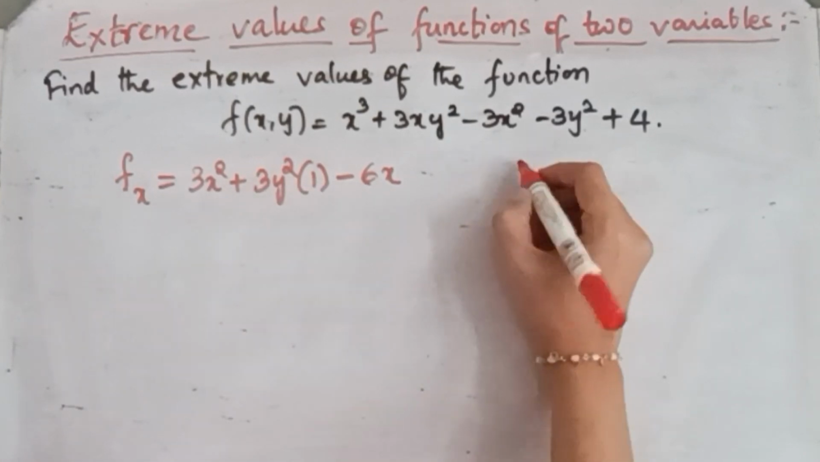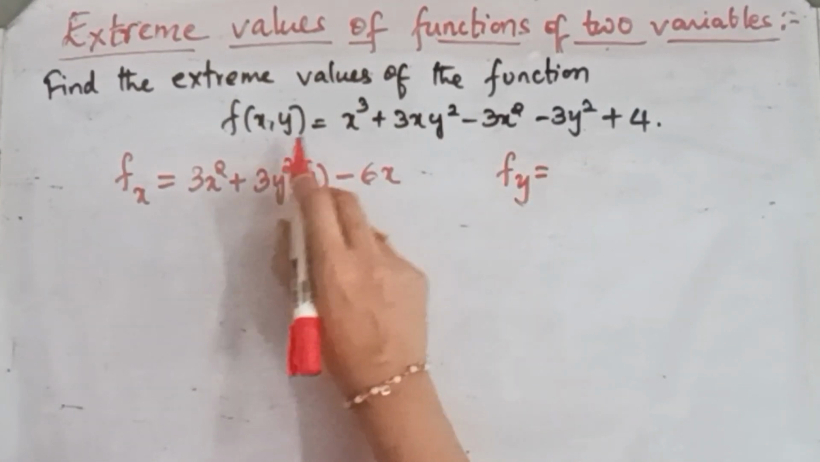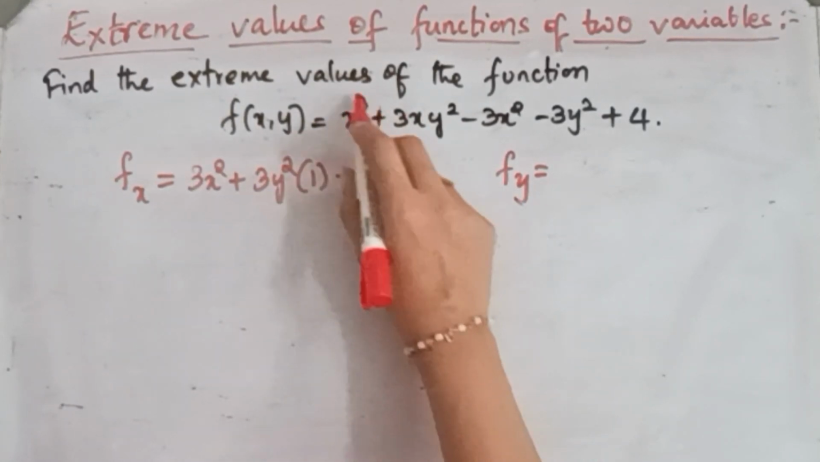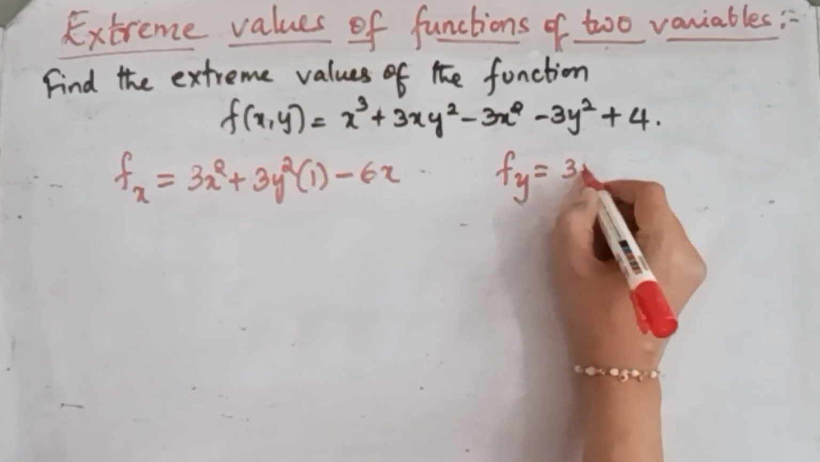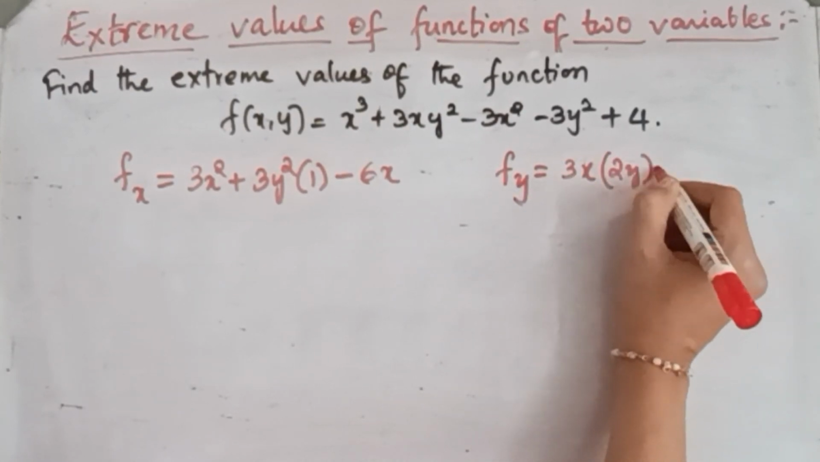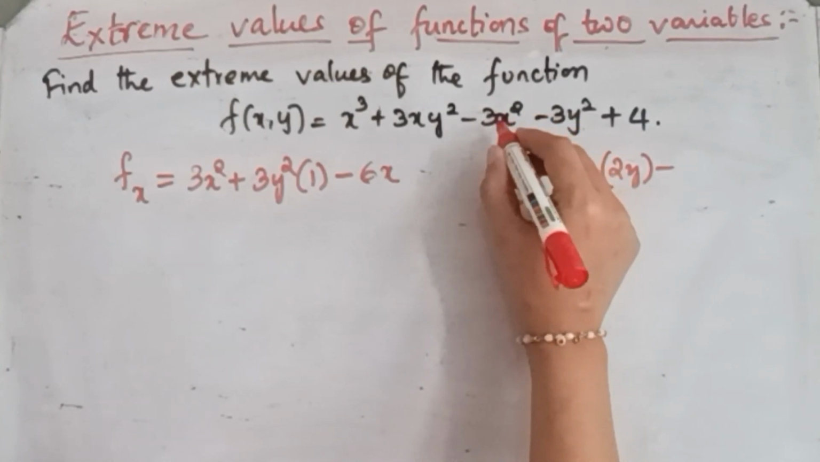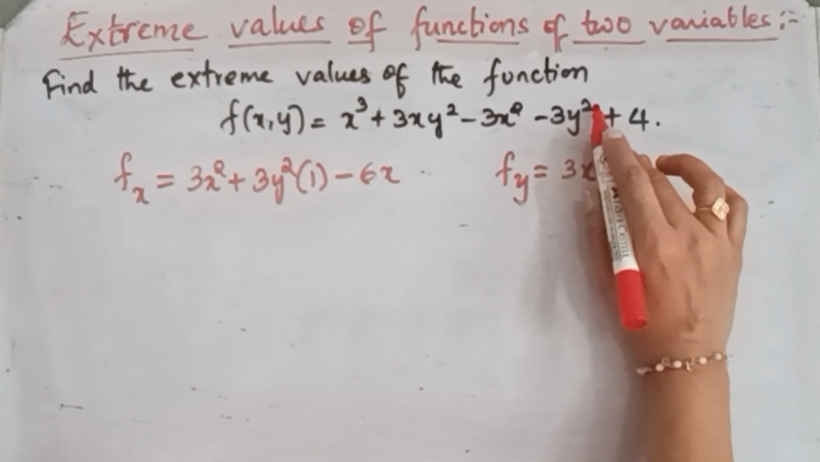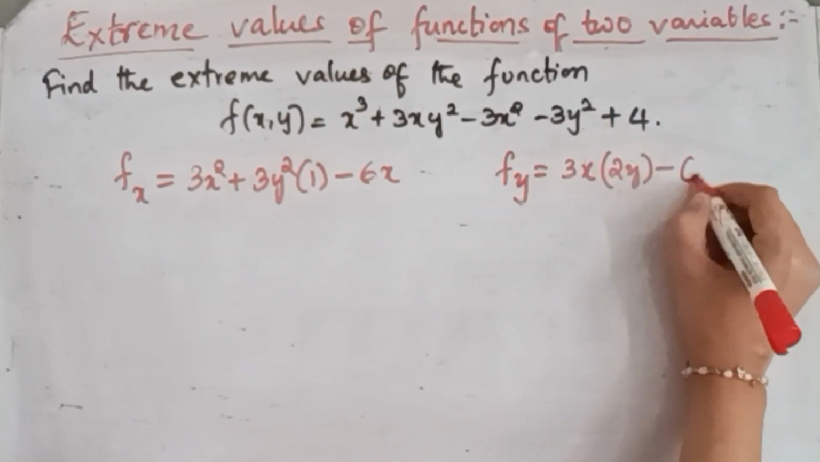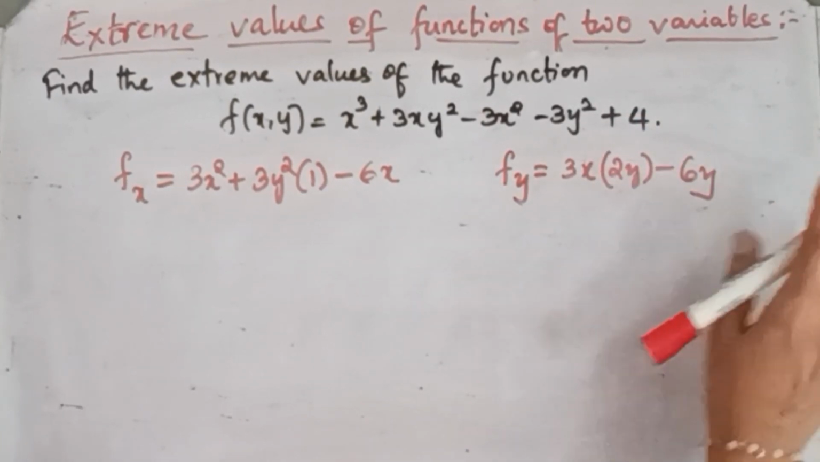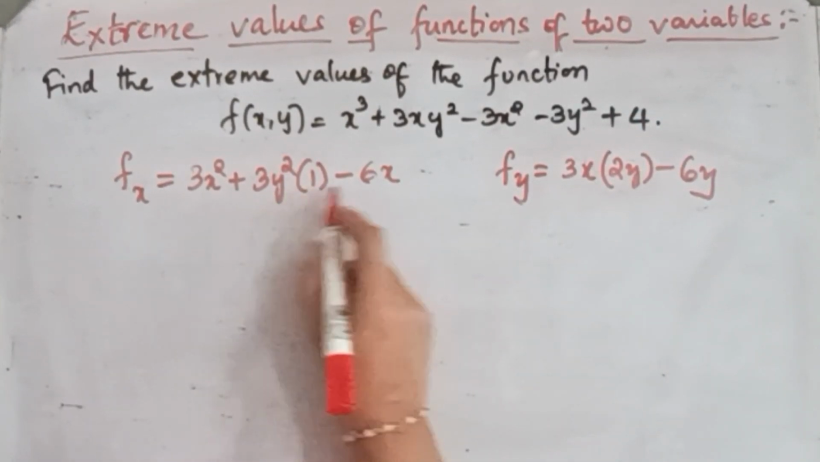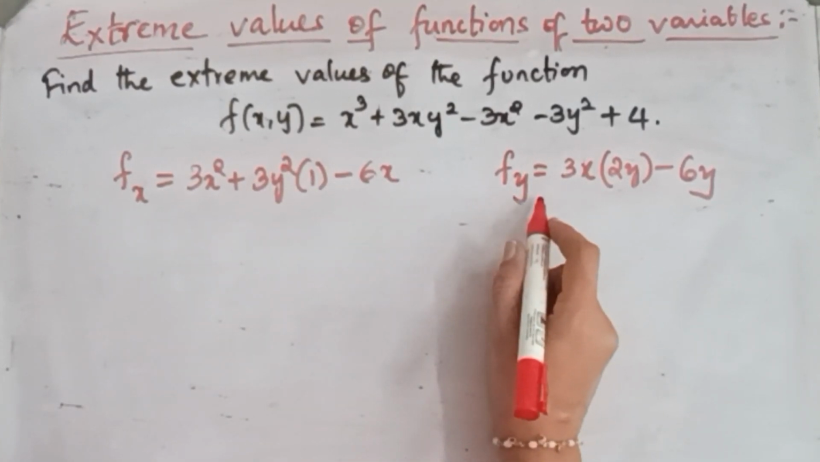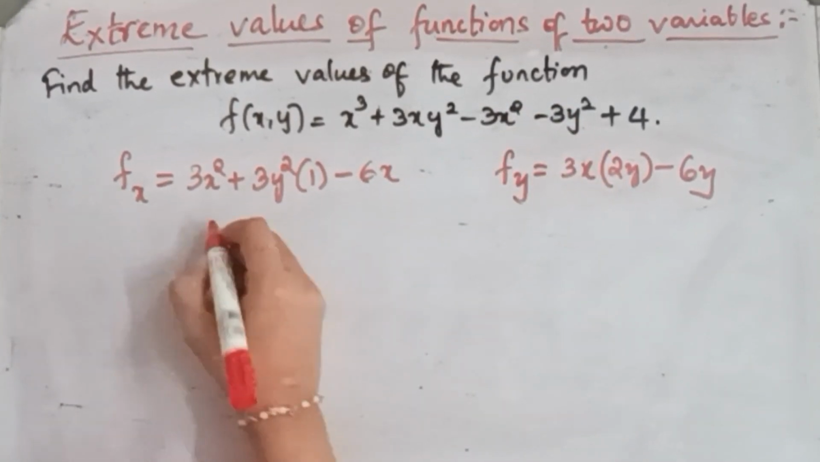This is fx. And fy is partially differentiating f with respect to y, where x is kept constant. So the derivative of x cube is 0, plus 3x is constant. The derivative of y square is 2y, minus 3x square, it is constant, so the derivative is 0. 3y square is minus 3 into the derivative of y square, which is 2y. So it is 6y, plus the derivative of 4 is 0. So I got this value for fx and this for fy. fx must be equal to 0 and fy must be equal to 0 to have an extremum for the given function. Therefore, equate them to 0.